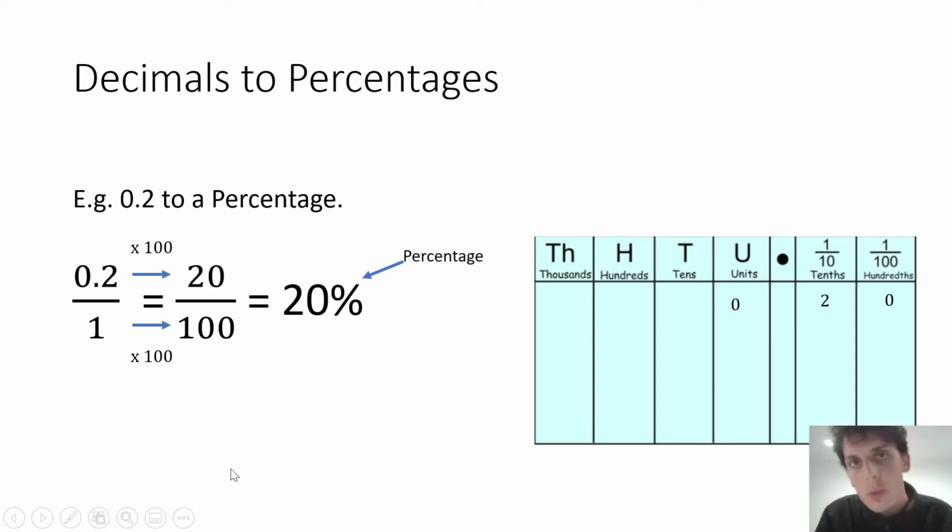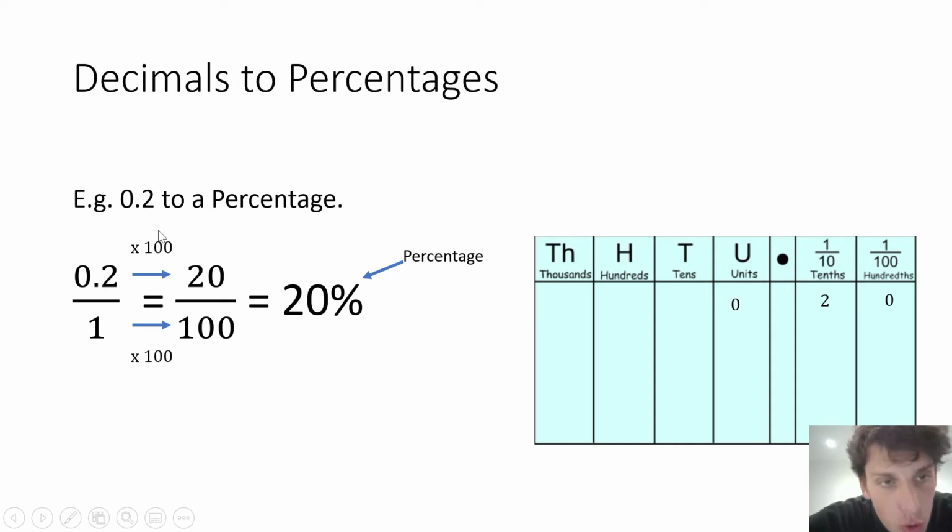The same as we did when we were converting fractions to percentages and percentages to fractions. To get from 1 to 100, we need to times 1 by 100. So we're going to do exactly the same to the top. 0.2 times 100 is 20, and 20 over 100 is the same as 20%. So 0.2 as a percentage out of 100 would be 20%.